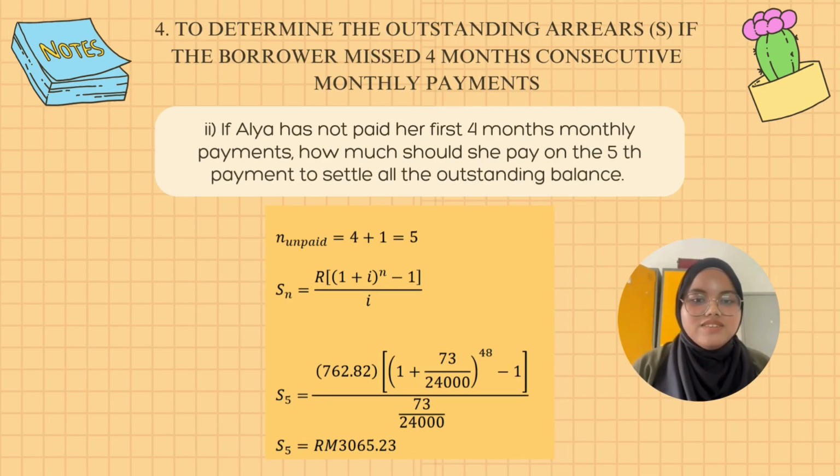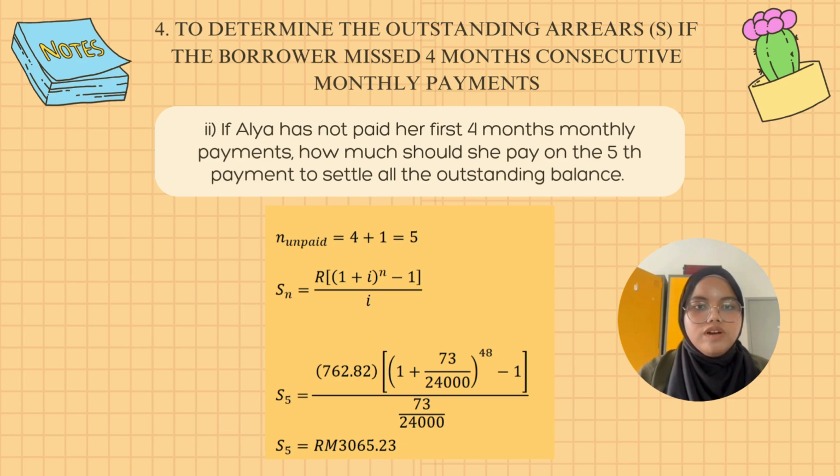To determine the outstanding arrears F if the borrower missed 4 months of consecutive monthly payments. Objective 4. If Alia has not paid her first 4 months of monthly payments, how much should she pay on the 50th payment to settle all the outstanding balance? Unpaid equals 4 plus 1 equals 5.